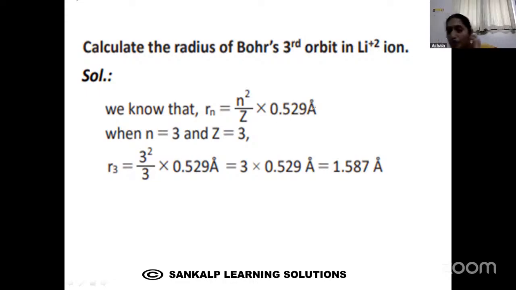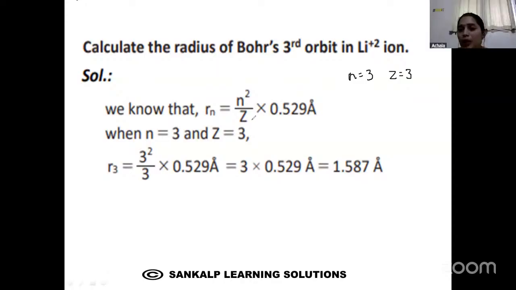0.529 angstrom is Bohr's orbit radius, we call it, the radius of the first orbit. We have to multiply it with n square. While solving the problems, to understand the problem, first you have to write what are the given entities. n is equal to 3. Since they said third orbit, therefore n is equal to 3. And lithium, they have asked lithium, therefore Z will be equal to hydrogen, helium, lithium. Lithium is the third element, therefore atomic number is 3.